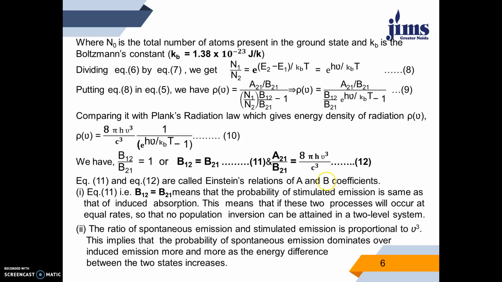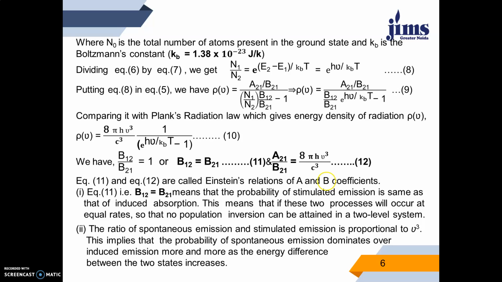Equation number 11, that is B12 is equal to B21, means that the probability of stimulated emission, that is B21, is the same as that of induced absorption, that is B12. This means that if these two processes occur at equal rates, then population inversion cannot be attained in a two-level system.